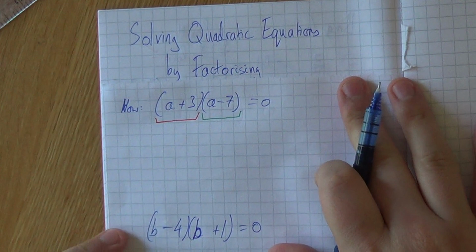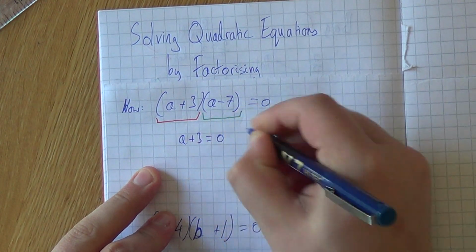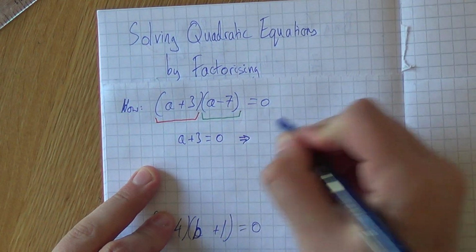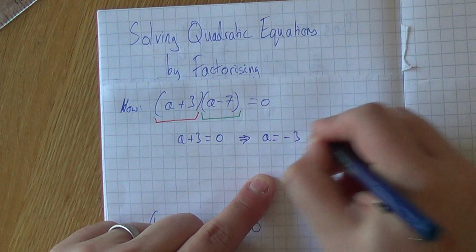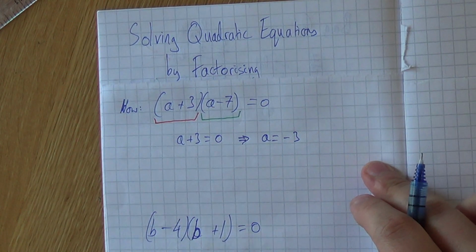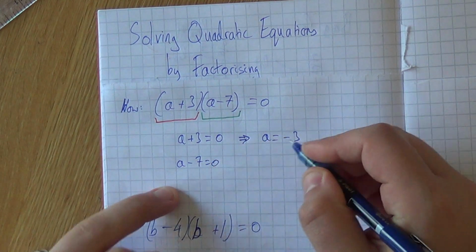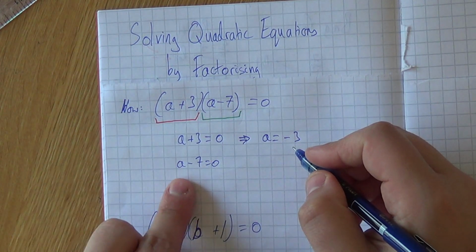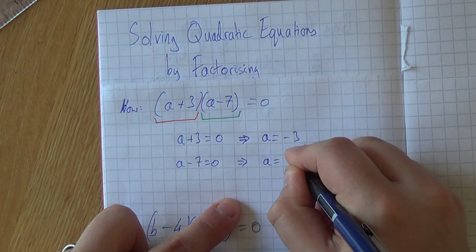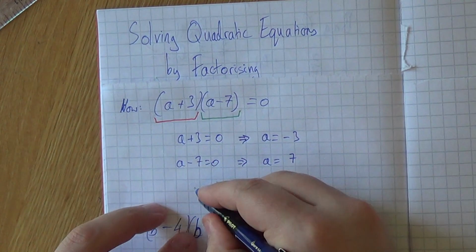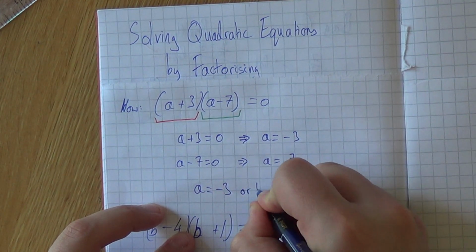Now in the first factor, we have got a plus 3 equals 0, and you should be able to work out by subtracting 3 from both sides that that means a is negative 3. And in a similar way, we get a take 7 is 0 from the second factor. Well, something take away 7 is 0, it's 7. So our answer to this equation would be a equals negative 3 or positive 7.